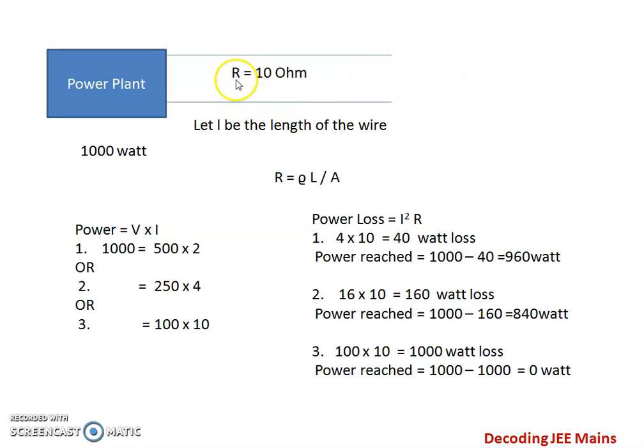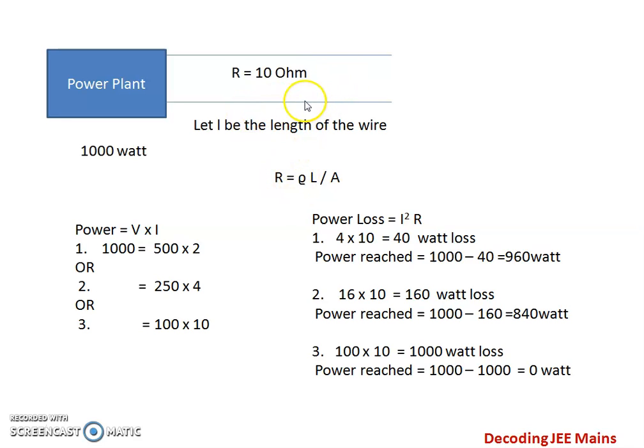Now if we assume that the resistance of the wire is, say, suppose 10 ohm, where L is the length of the wire, then the formula for resistance is R is equal to rho L by A. Where A is the cross-sectional area of the wire, it may be constant. Rho is the resistivity of the material, so it also remains constant. And L is the length of the wire. So as the length increases, the resistance of the conductor increases.